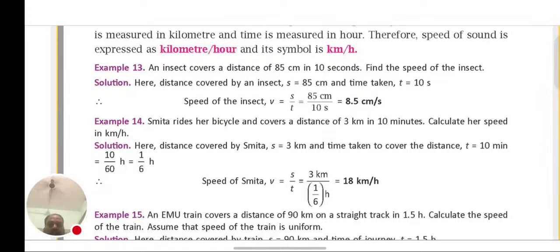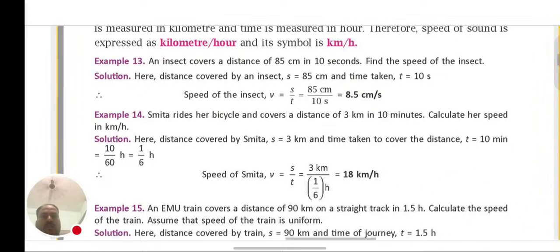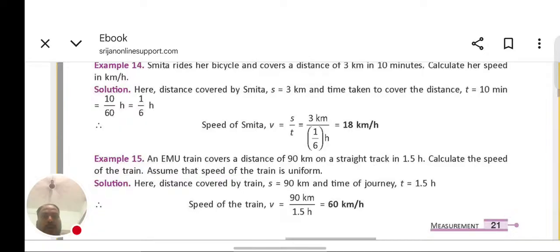Now we will put the value of distance as well as the time in the speed formula. V equal to S upon T. So S equal to 3 kilometer is given. T equal to 0.16 is given, or you can write 1 upon 6. And if you do the calculation, then you will get 18 kilometer per hour. Yes or not? So this is the example related to the speed.